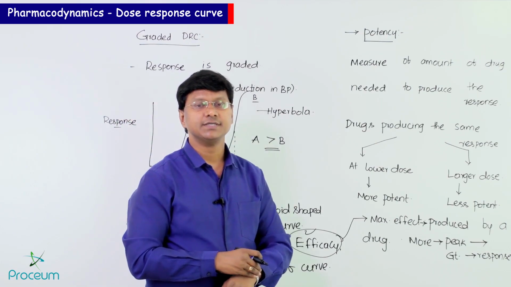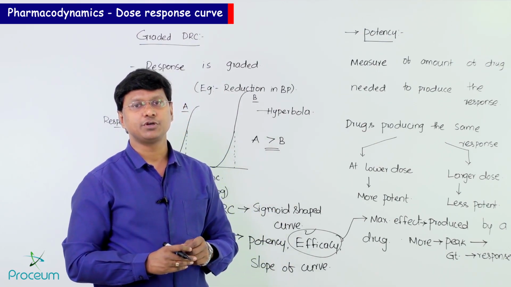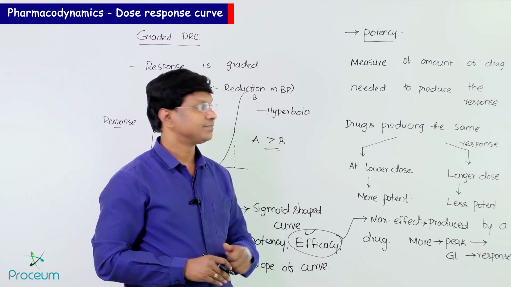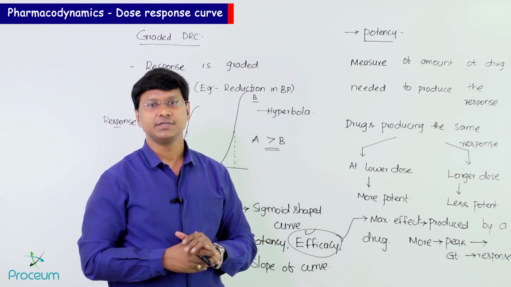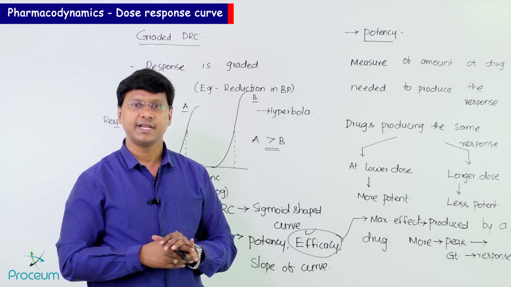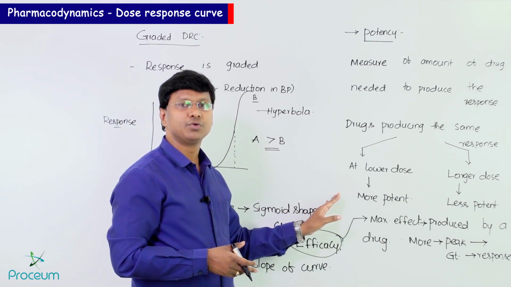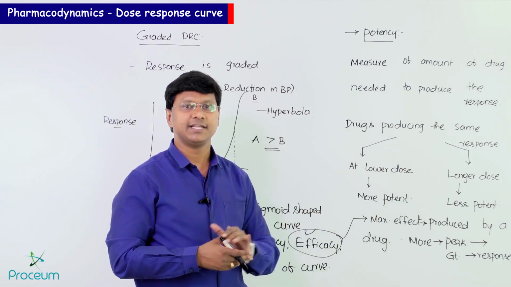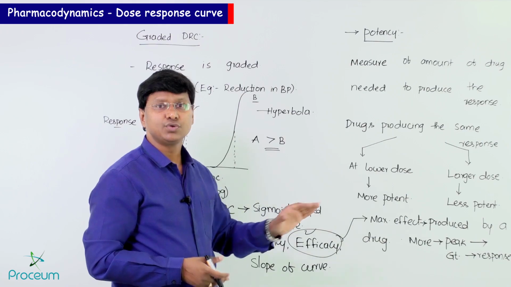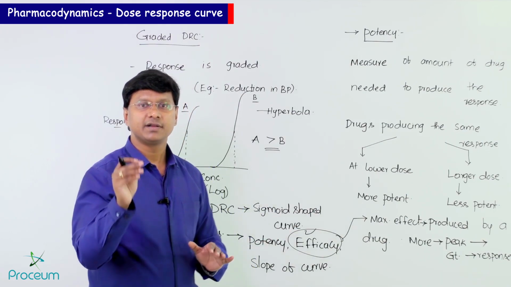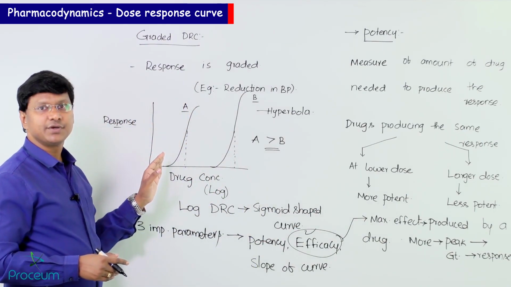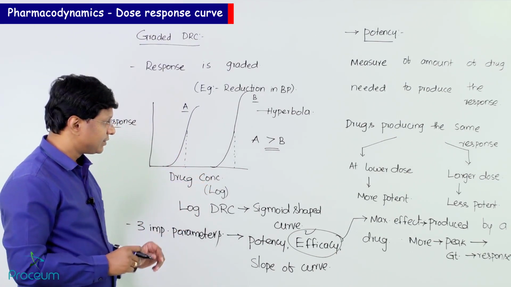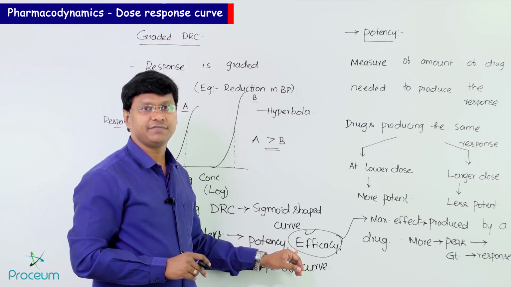Take potency. Potency is the measure of the amount of a drug needed to produce the response. Drugs producing the same response at a lower dose are considered to be more potent, whereas those requiring a large dose are less potent. Next, in the dose response curve, the more a drug is on the left side of the graph, the higher is its potency, and vice versa.